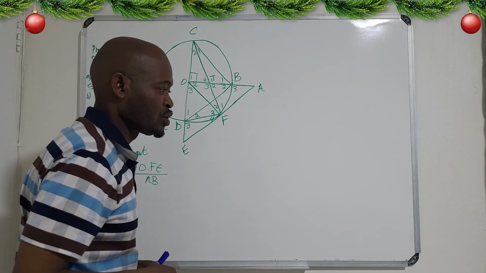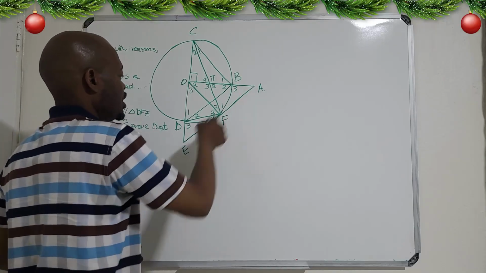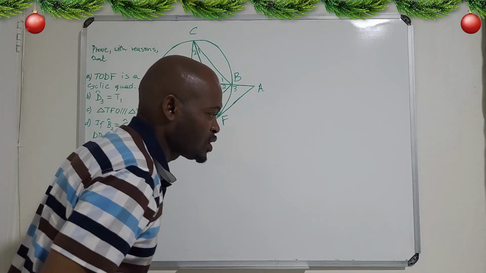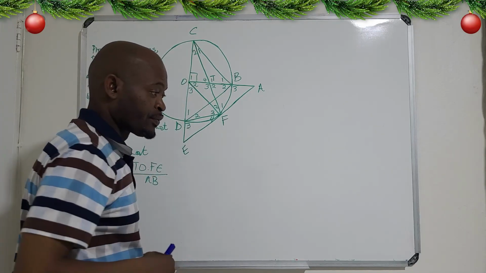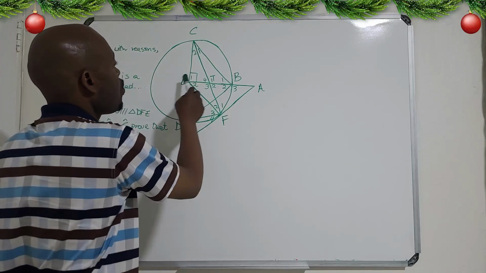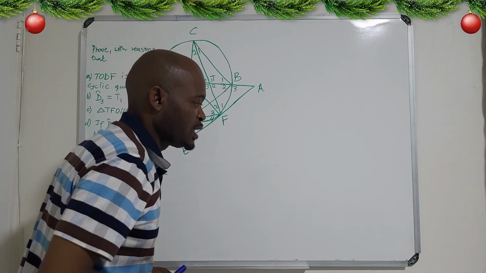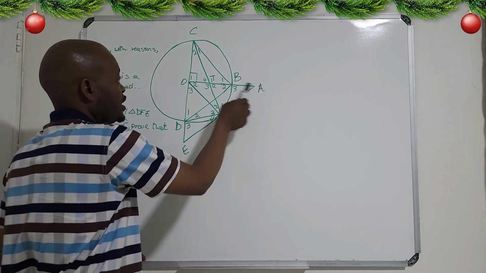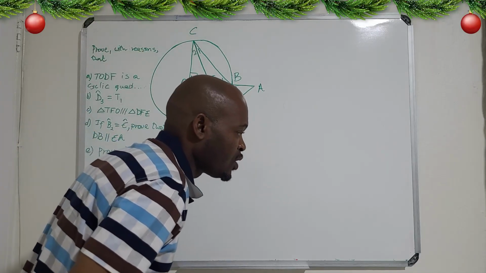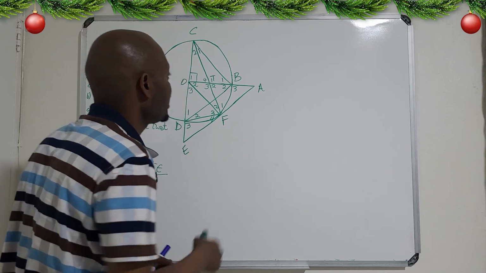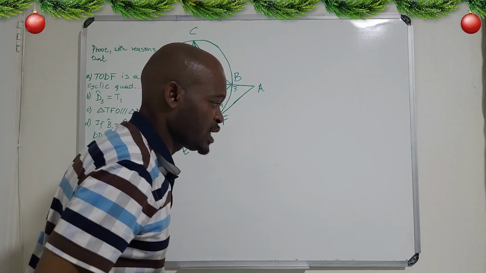Diameter COD produced intersects the tangent to the circle at E. OB produced intersects the tangent at A. Now CF intersects OB at T, as we can see there.